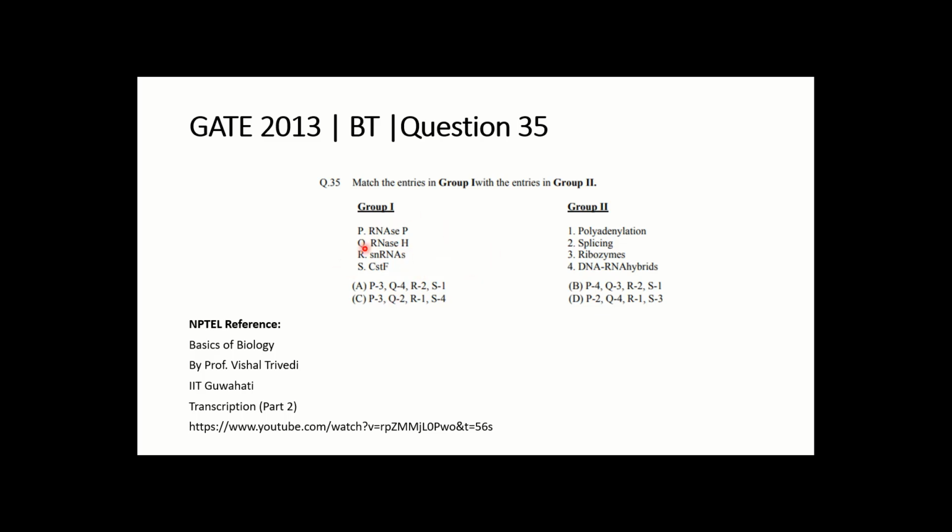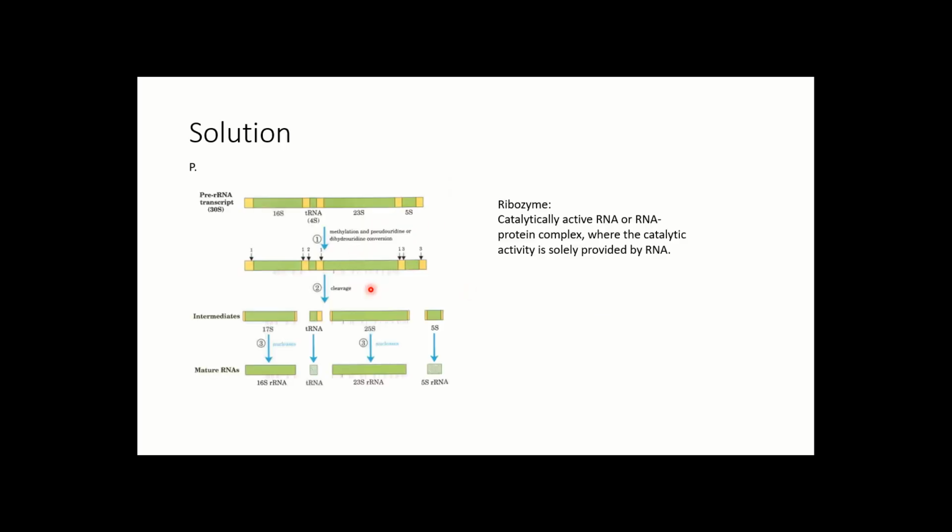So let's go one by one through group 1. First comes RNase P. RNase P is a ribozyme. Ribozymes are catalytically active RNA or RNA-protein complexes where the catalytic activity is solely provided by RNA. RNase P is actually used in bacteria when they need to process tRNA.